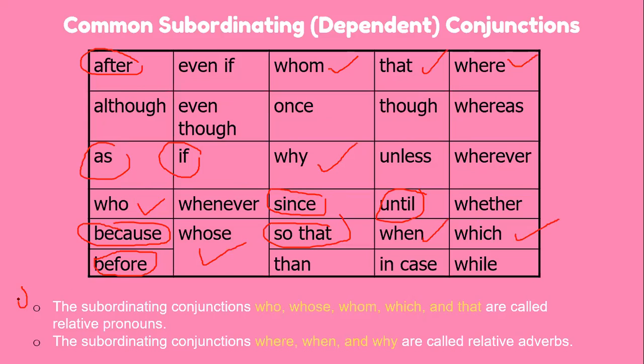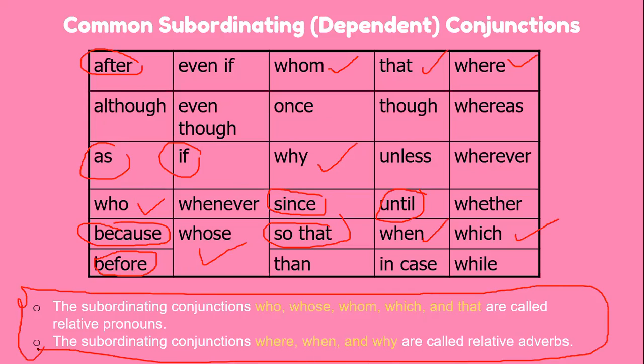There's something you have to pay attention to. This note here. All of these are called subordinating conjunctions, but the subordinating conjunctions who, whose, whom, which, that are called relative pronouns, because when I use them, then I'm talking about a noun or a pronoun. Okay, repeat after me: who, whose, whom, which, that are called relative pronouns.